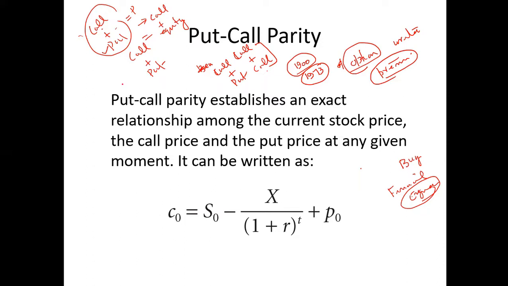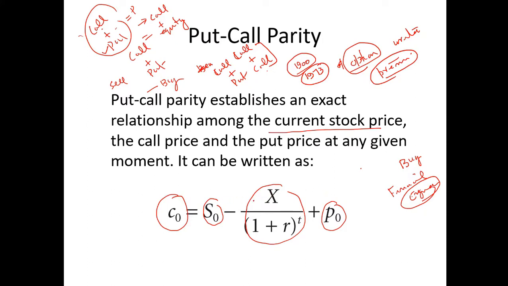Now, put is the right to sell. Call means the right to buy. In order to find out the call price, you buy a stock and you borrow money, the X amount at this rate, like how much money you need, plus you buy a put. Now this relationship can be used to derive the value of a call option.